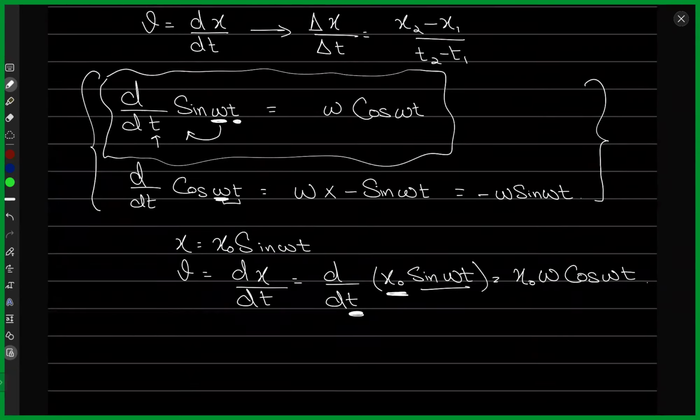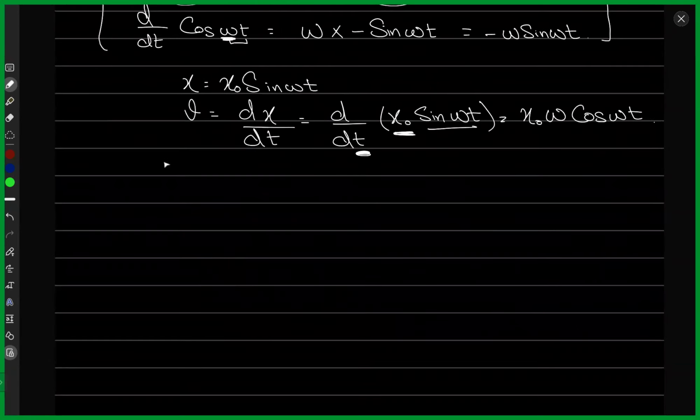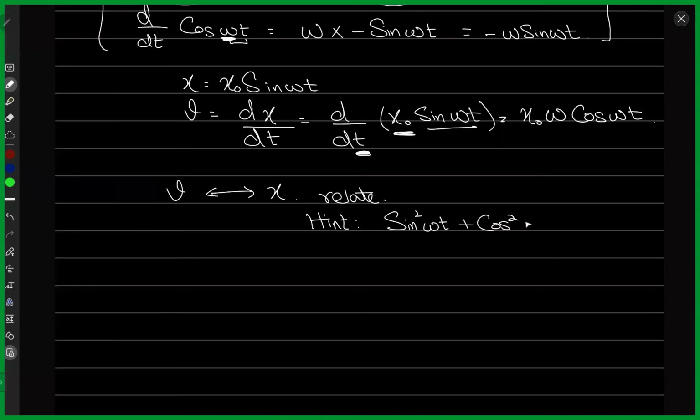So now I'll send you these notes, right? Do this as an exercise. Relate v, velocity, and displacement, right? Relate them. Hint, I'll give you a hint, right? By using this thing that sine squared omega t plus cos squared omega t is equal to 1. This is a trigonometric identity, which is basically sine squared theta plus cos squared theta is 1.